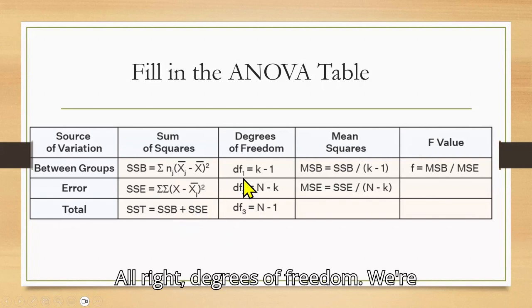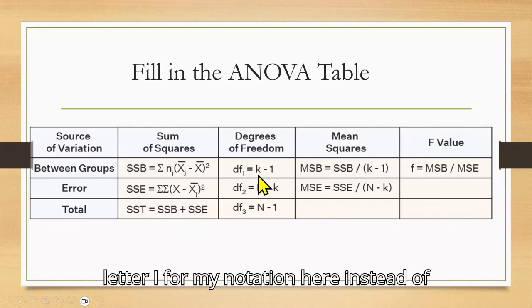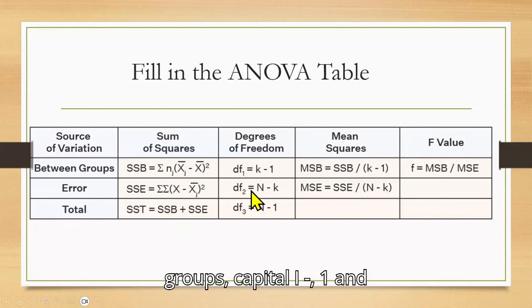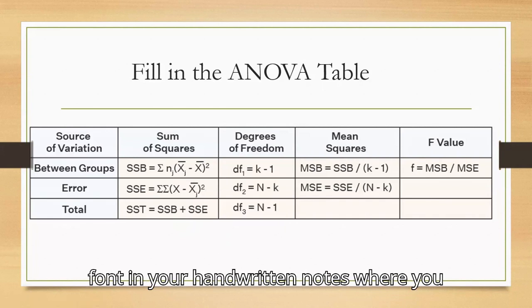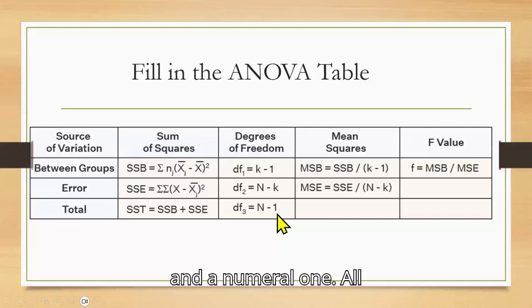All right. Degrees of freedom, we're going to find that. Now, I use the capital letter I for my notation here instead of little k. So that's the number of groups, capital I minus 1, n minus I, and n minus 1. Right? Don't write with some kind of font in your handwritten notes where you can't distinguish between a capital I and a numeral 1.